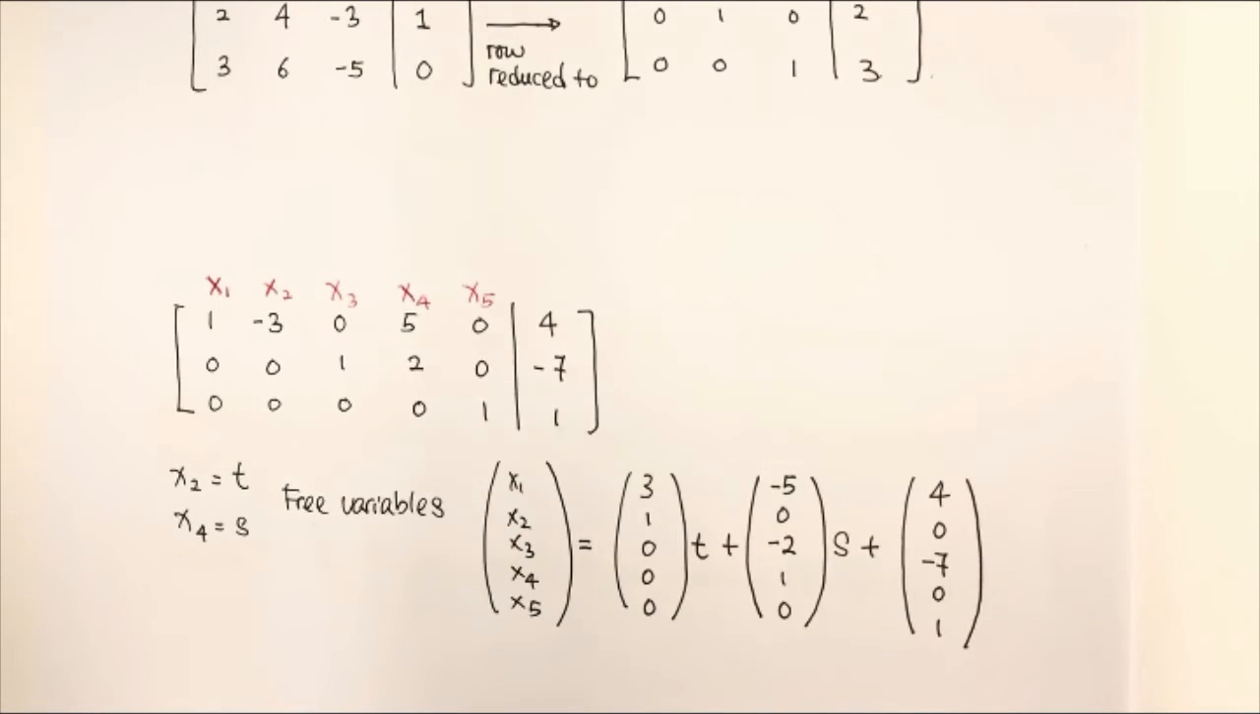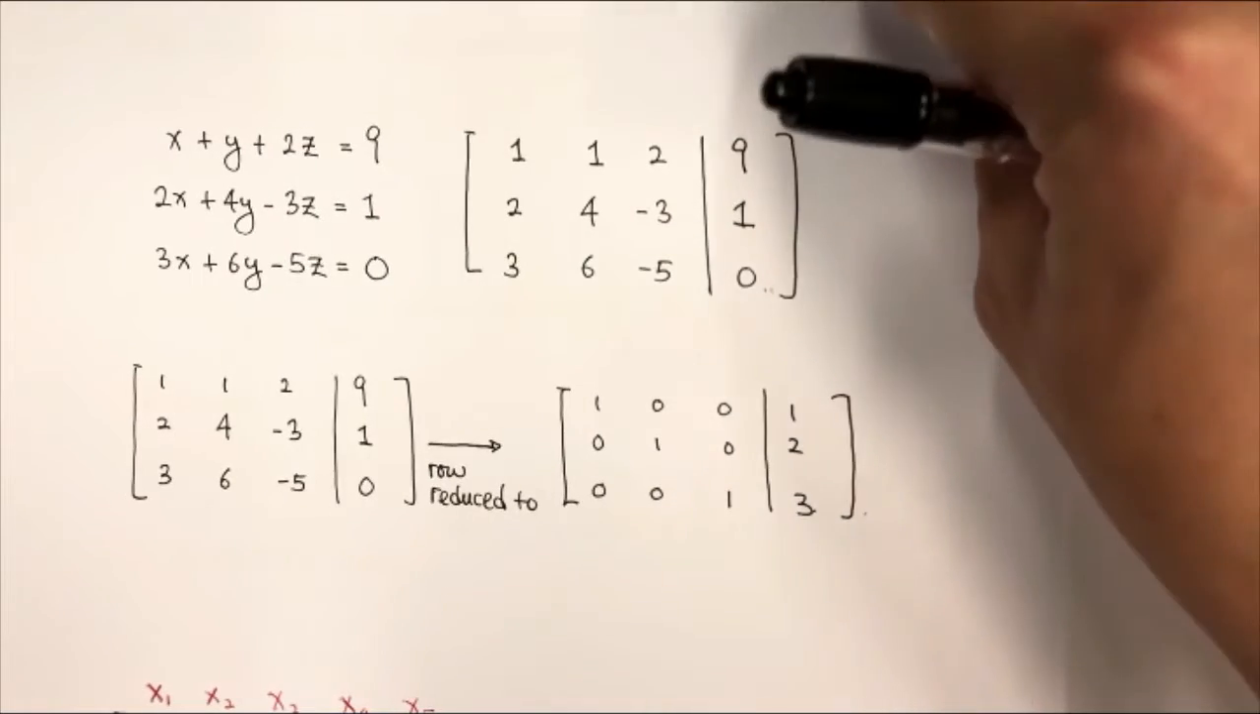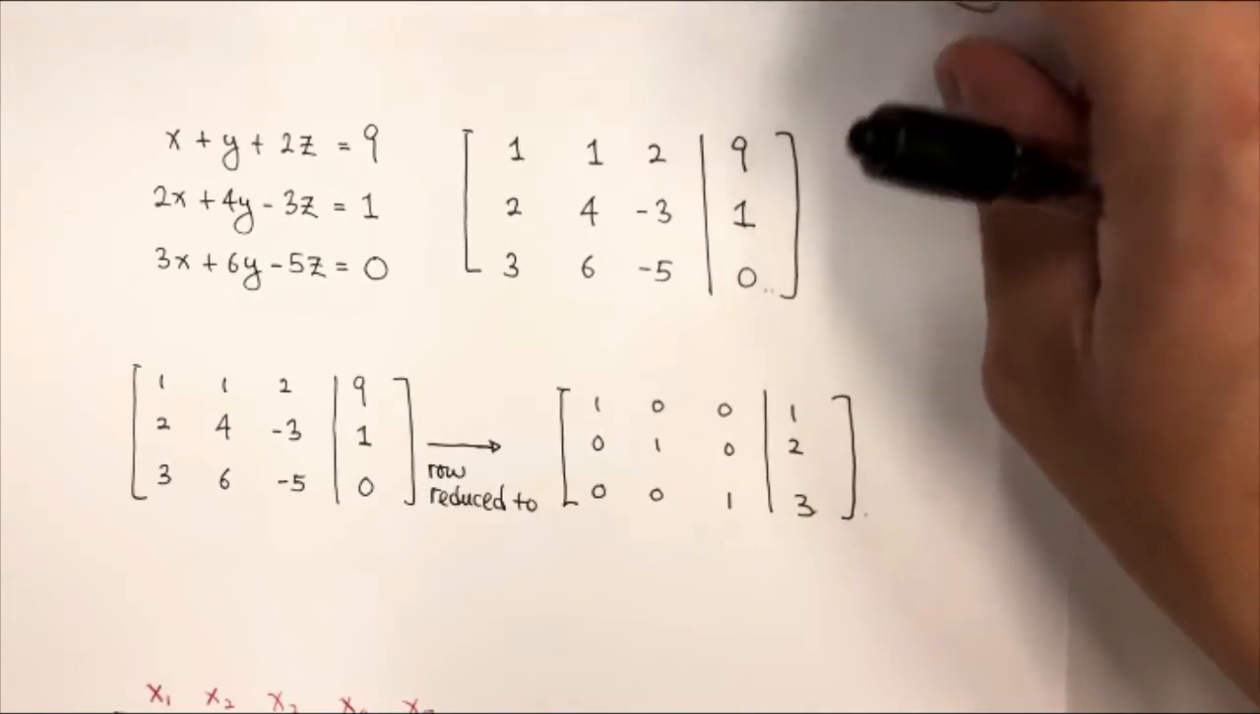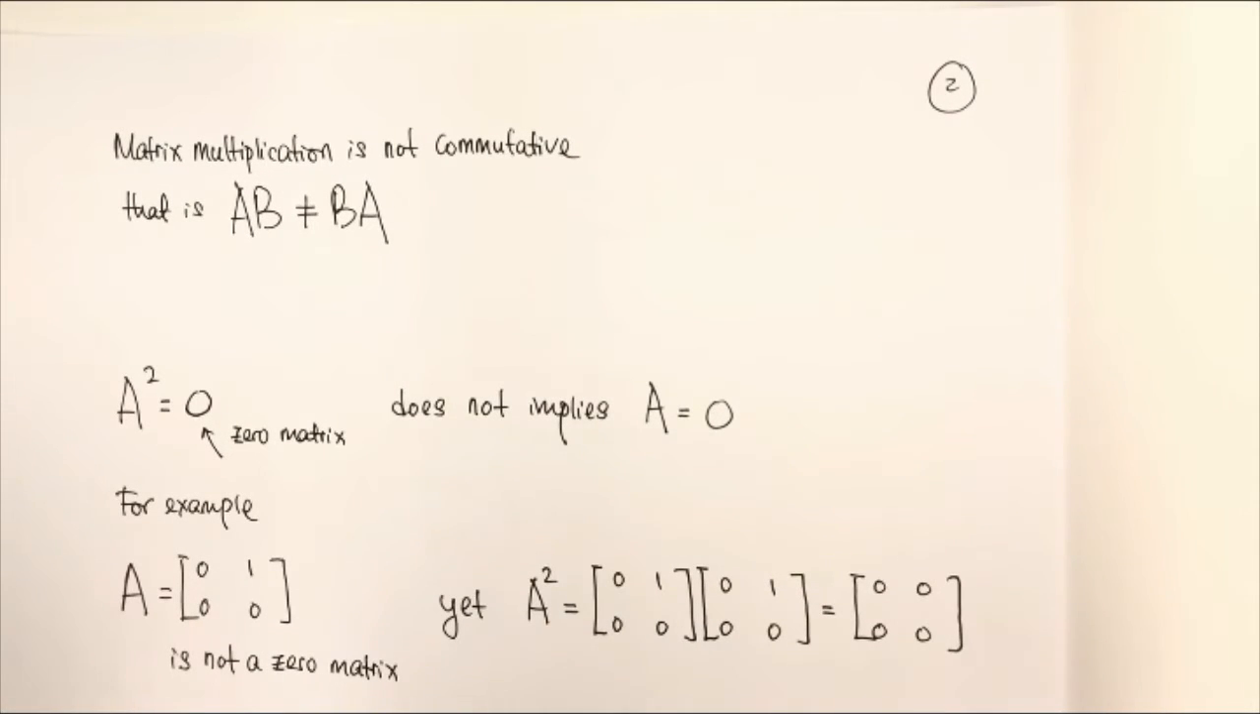Also in this course, I assume that you already know matrix operations like additions, subtractions, both the scalar and matrix multiplications. And you should also know that matrix multiplication is not commutative. That is to say that for matrices, A times B might not be equal to B times A.